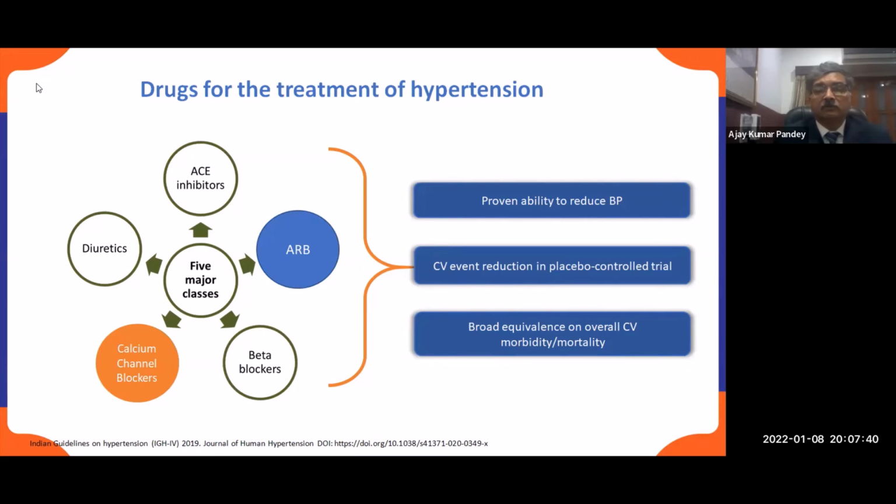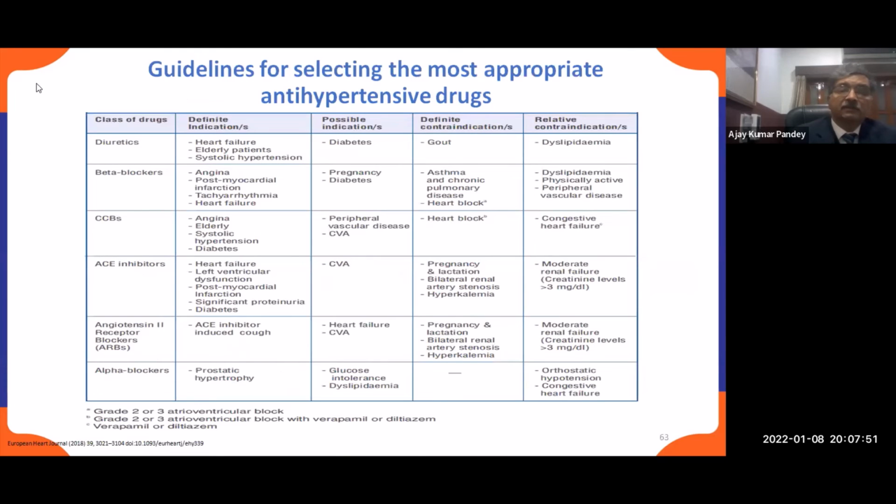All of them have proven ability to reduce blood pressure, with broad equivalence on overall CV mortality, morbidity and CV event reduction in placebo-controlled trials, as seen with ACE inhibitors and ARBs. These are the definite indication, for example, in someone who has heart failure. In elderly patients with systolic hypertension, diuretics are the drug of choice. Possible indications are diabetes. Definite contraindication is gout.